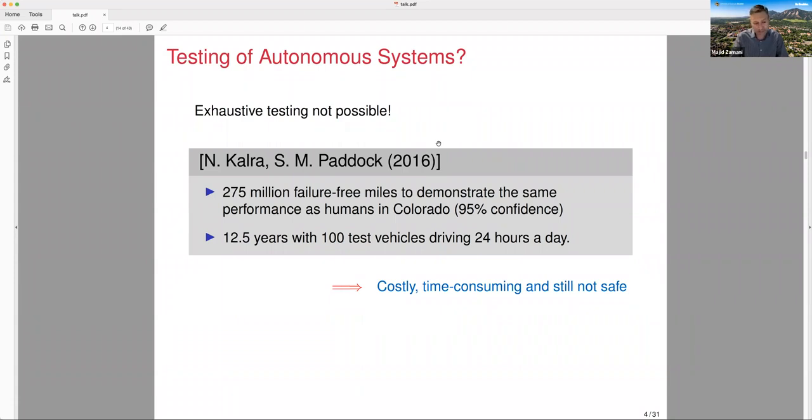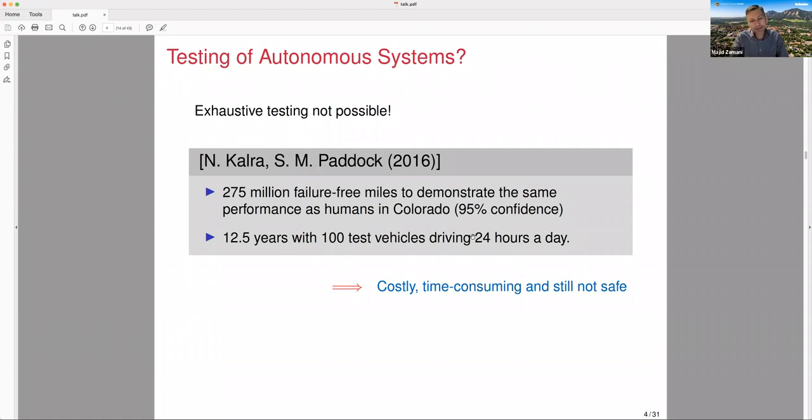So let's see, what does it mean? That means 12.5 years with 100 test vehicles driving 24 hours a day. And here I assume that the cars are being driven on average 25 miles per hour. So as you can see, this is costly, time consuming, and still they are not safe.